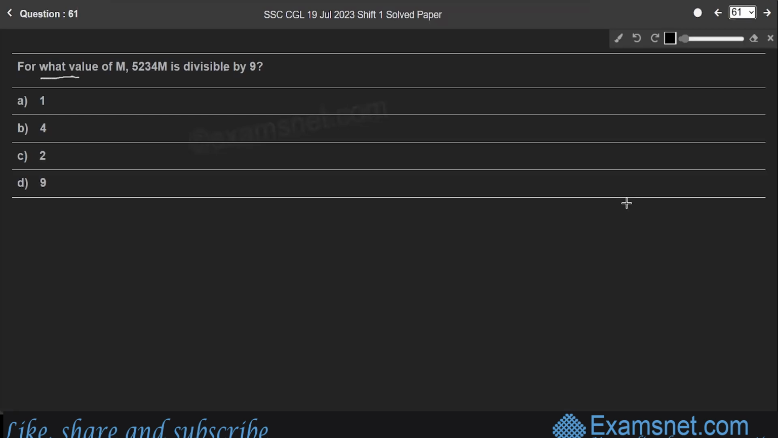Question 61. For what value of m is the number 5234m divisible by 9? Here, students, the divisibility rule of 9 says a number is divisible by 9 if the sum of its digits is equal to 9 or a multiple of 9, right? Here in the given number, m is unknown, which is the last digit. We'll take the sum of the digits. The sum of the digits of the given number is 5 plus 2 plus 3 plus 4 plus m, which is 5 plus 3, 8 plus 2, 10 plus 4, 14 plus m.